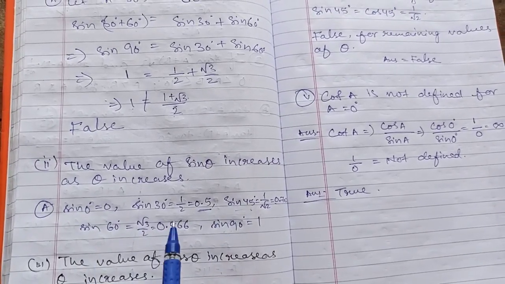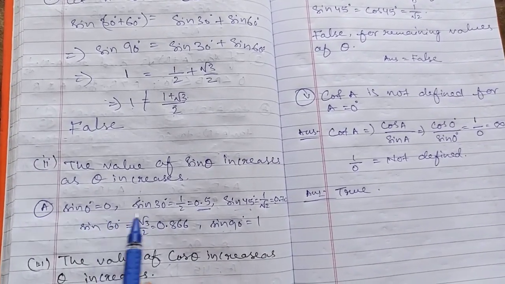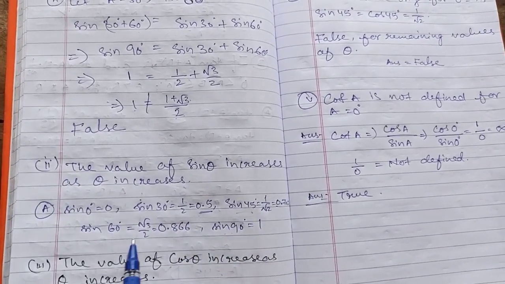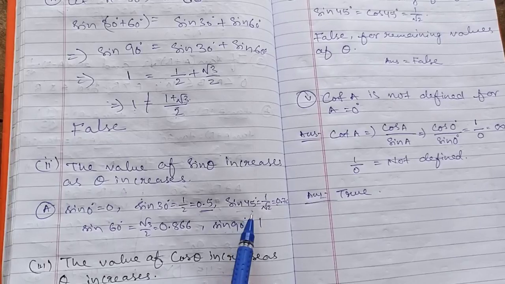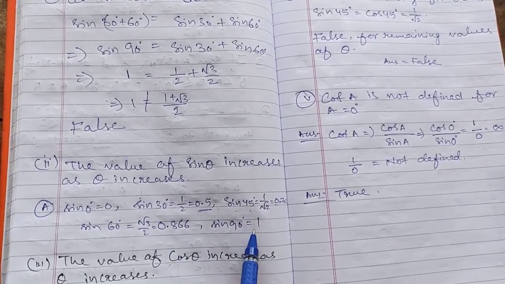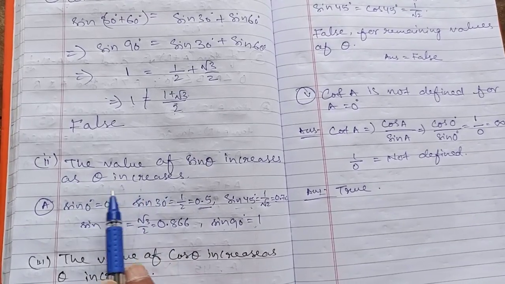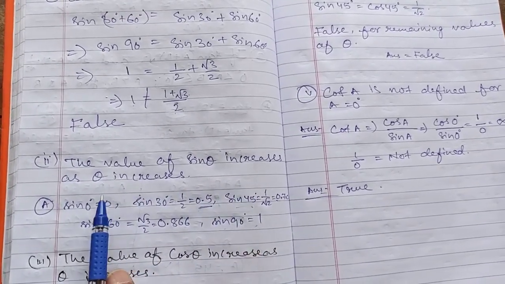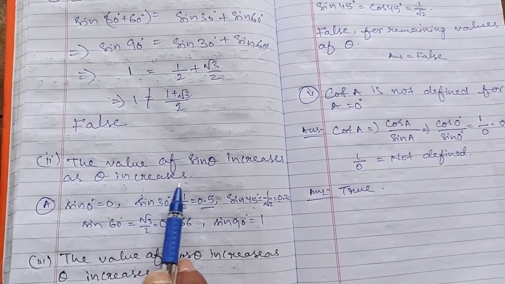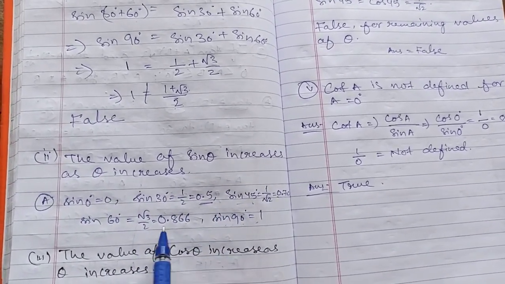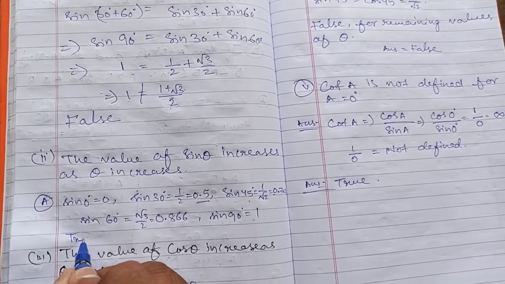So what can you see here? First value was 0, second value 0.5, third value 0.7, it is greater than this. Fourth value is 0.8, it is greater than this. Fifth value is 1. That means sin theta increases when theta increases in the table. When we go from left to right, 0, 30, 45, 60, 90, the value of sin theta increases. So this statement is true.